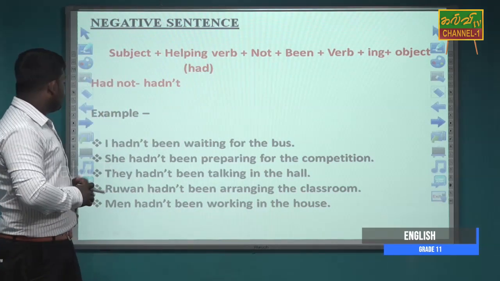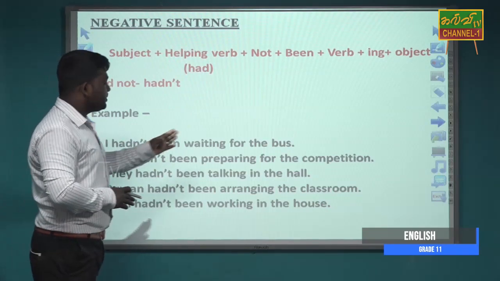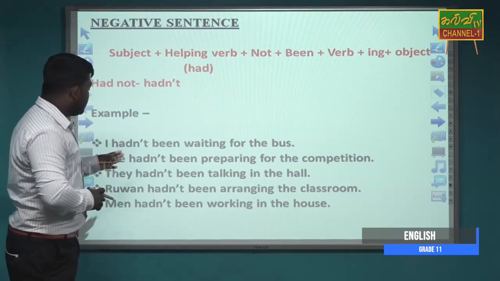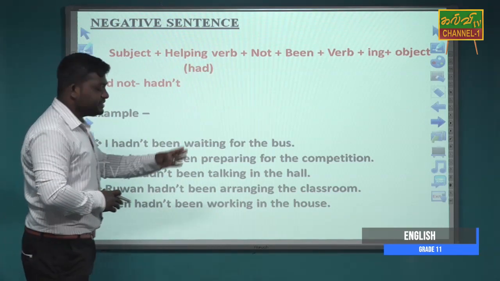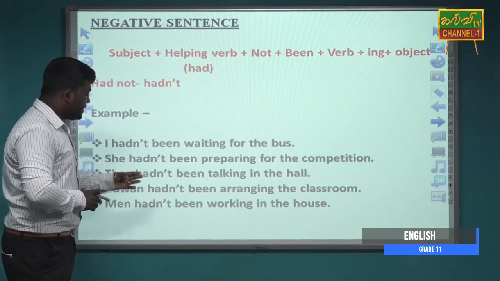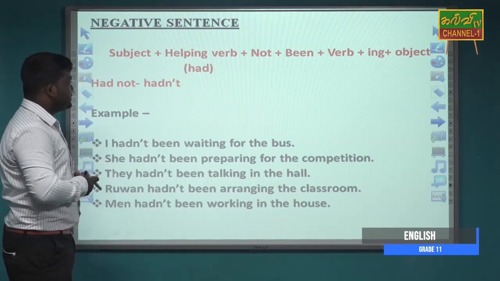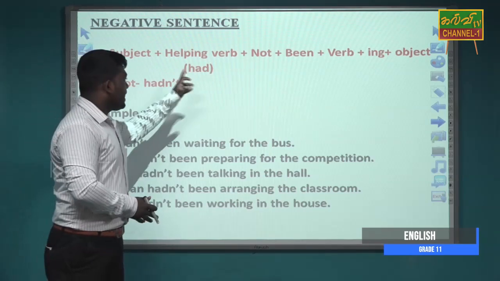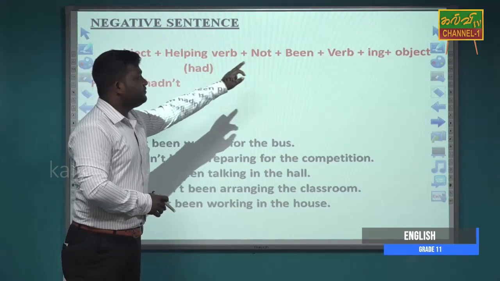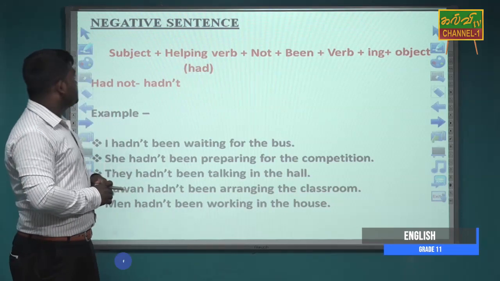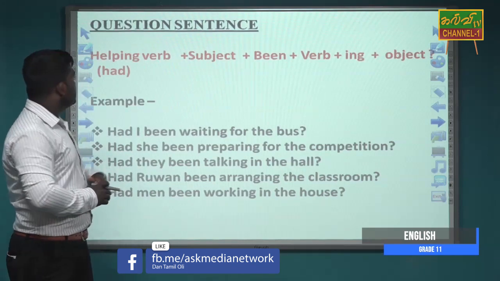The sentence format can be like I hadn't been waiting for the bus. She hadn't been preparing for the competition. They hadn't been talking in the hall. Rowan hadn't been arranging the classroom. Men hadn't been working in the house. So these are the sentence examples, and here we are using had and not to express the negative form, and after that we are using been to express the past perfect continuous negative form.